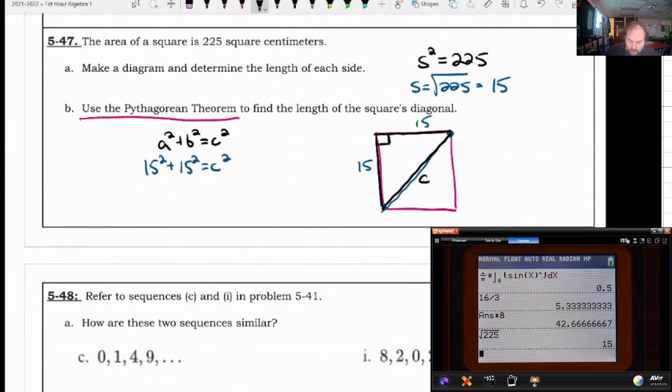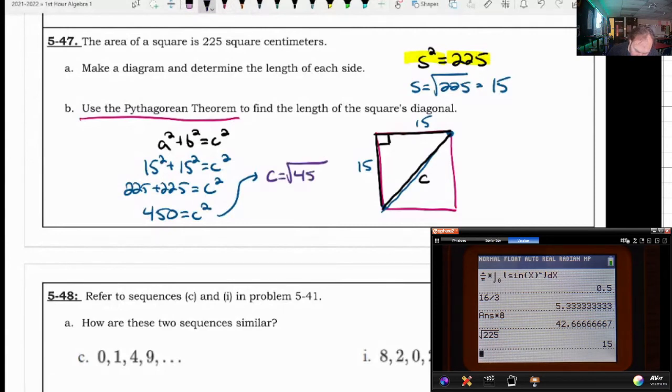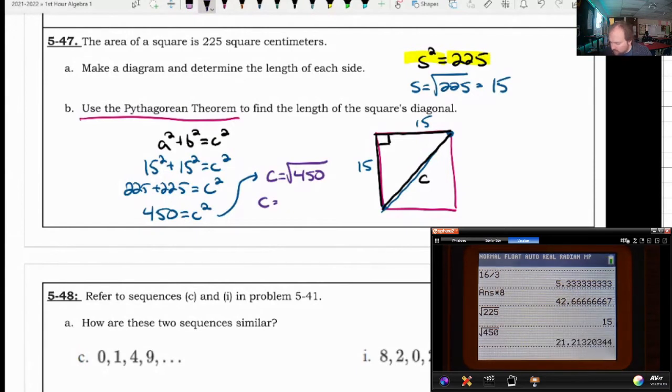And we already know what 15 squared is. It's 225 from up there. So this is 225 plus 225 equals c squared. That's going to be 450 equals c squared. And what we have to do now is take the square root to find out what c is. It's the square root of 450, which will not be a whole number. It's going to be 21.213. And we'll call it right there. I like that answer. Let's move to the next page, 548.